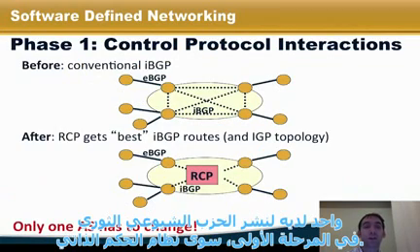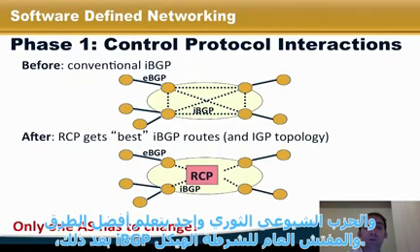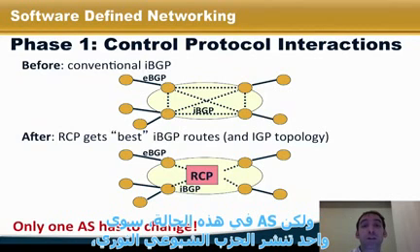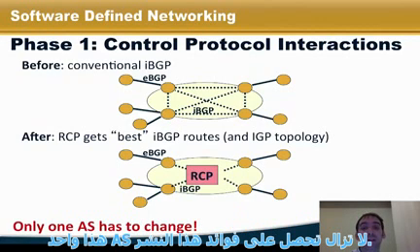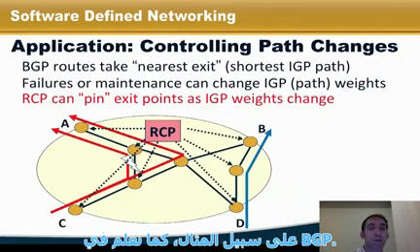In the first phase, only a single autonomous system has to deploy an RCP. Before phase 1, we just start with conventional IBGP. Afterwards, a single RCP learns the best IBGP routes and IGP topology inside a single autonomous system. In this situation, only a single AS deploys RCP, but that single AS still gets the benefits of that deployment. An example application of this limited deployment is controlling path changes.